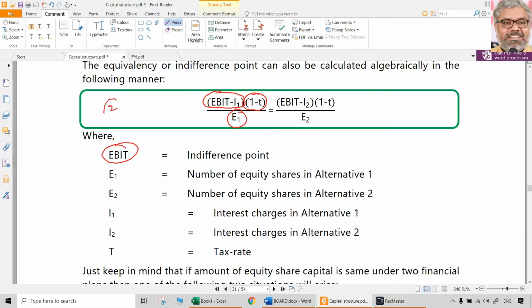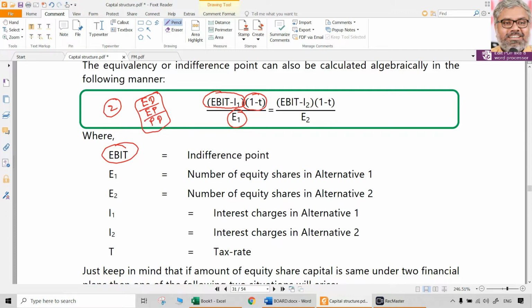So we are talking about only two alternatives. Any two alternatives, in between them only we can take the indifference point. So any two: equity and debt, equity and preference, preference and debt. Like that, any two alternatives we can calculate this indifference point, but only two at a time. A third alternative cannot be brought here.